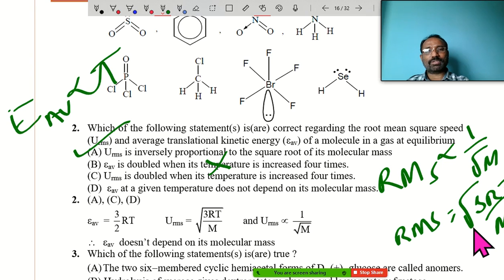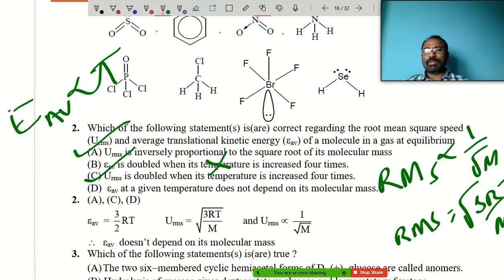Here RMS velocity equals the square root of 3RT by M. If the temperature is increased by 4 times, let us say root 4 equals 2. It means if the temperature is increased 4 times, the RMS velocity increases by only 2 times. Therefore, C is the right statement. A is a right statement, C is a right statement.